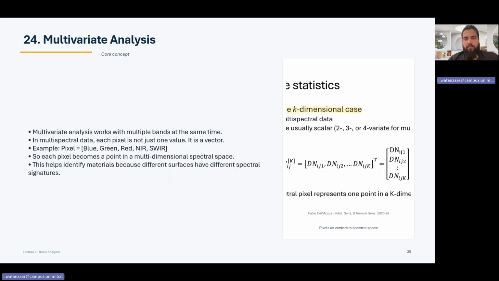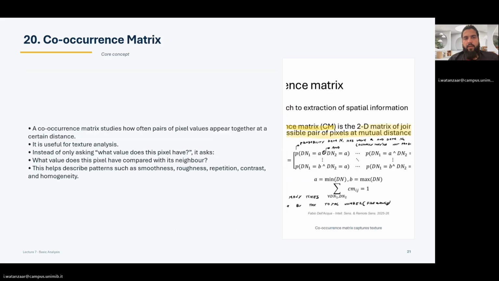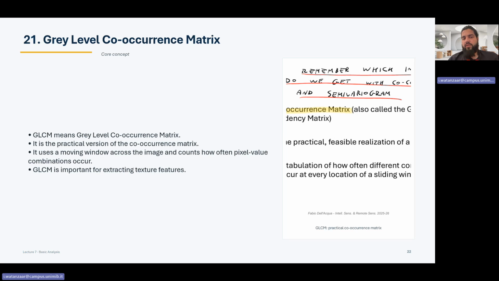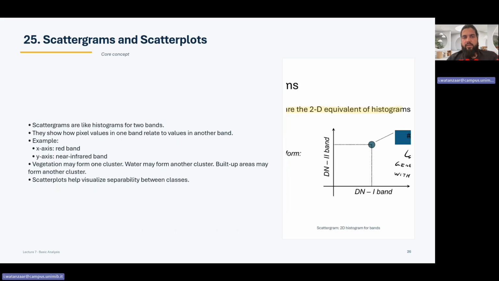For example, I would like to show again. If we see this is the co-occurrence matrix, we were discussing how two pairs of pixel values appear together at a certain distance. Then we have seen GLCM is the co-occurrence matrix, and it's the practical version of that. So it is using the moving window or the kernel we discussed, across the image or data set, and counts how often a pixel value combination occurs. So this is exactly helping us in the feature extraction. So the same is happening here.